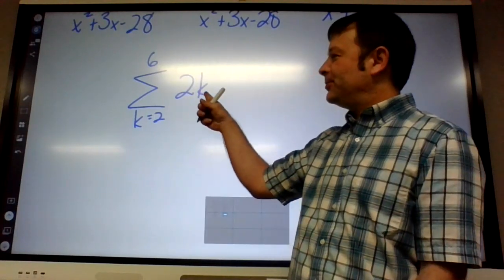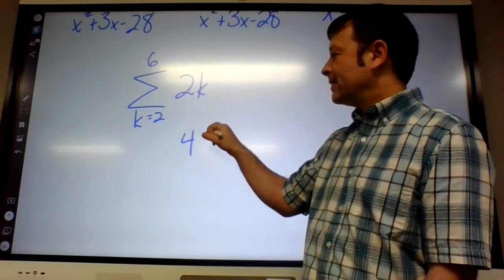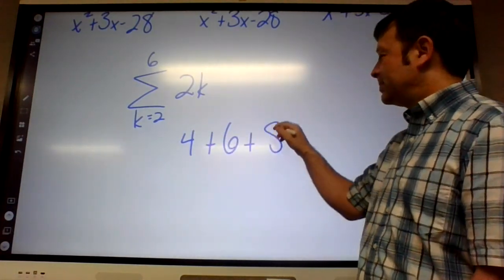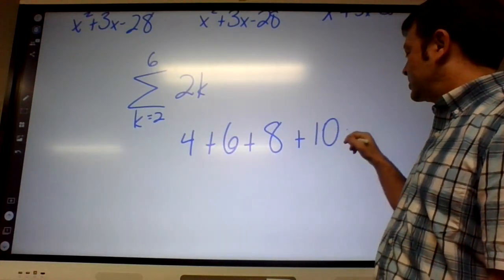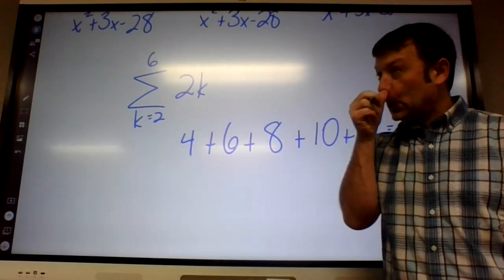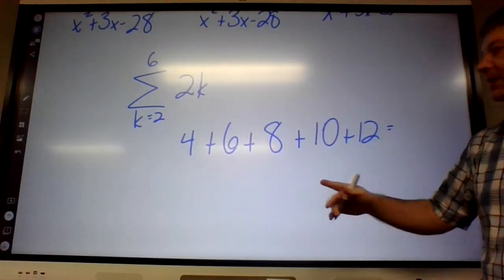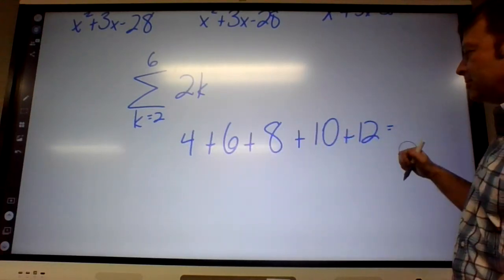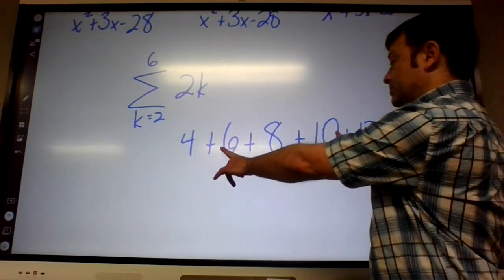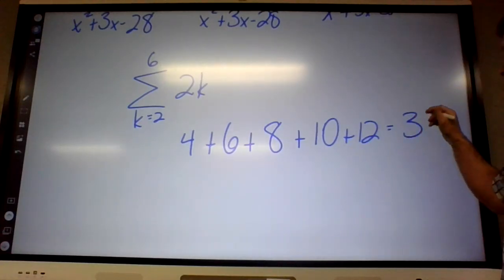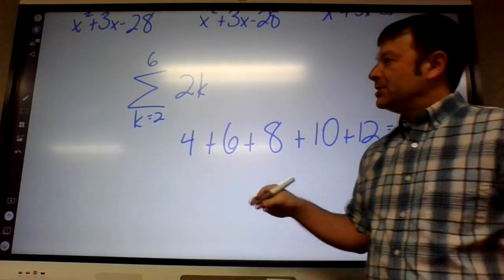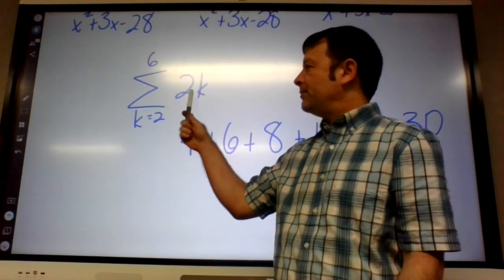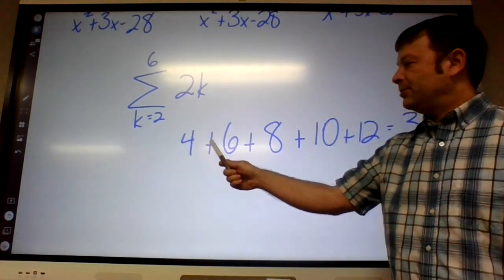Okay, so if I plug in 2, that's the first one. 2 times 2 is 4. Plus, then you plug in 3. 2 times 3 is 6. Plus, plug in 4. Plug in 5. Plug in 6. And that's it. You add them together. Hold on. This would be 20 plus 10 plus 10. That's 30. Anyway. So, yeah, you just plug in 2, 3, 4, 5, 6, and you add all those terms together.